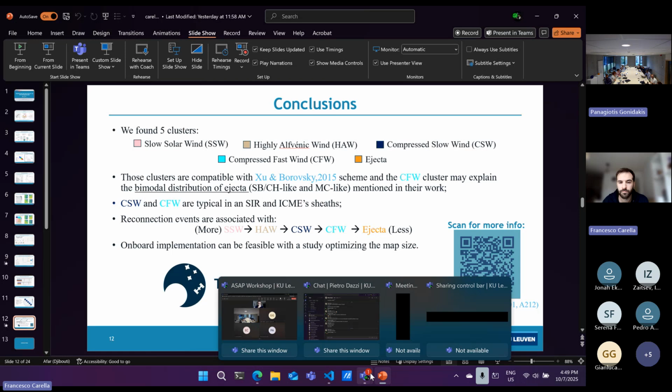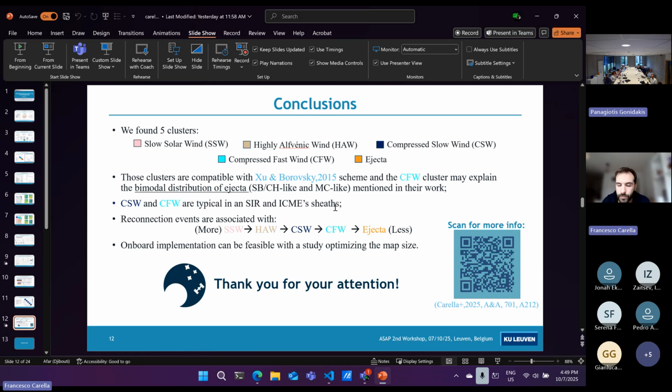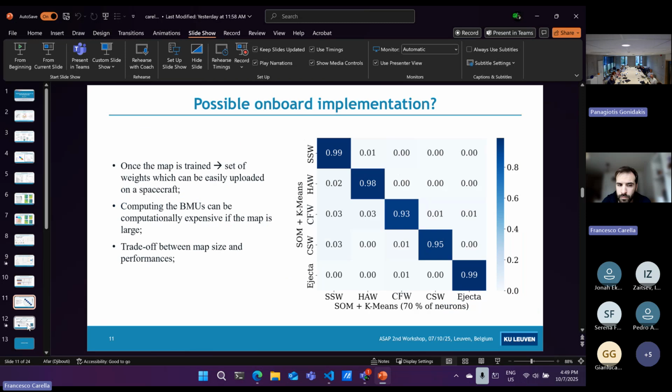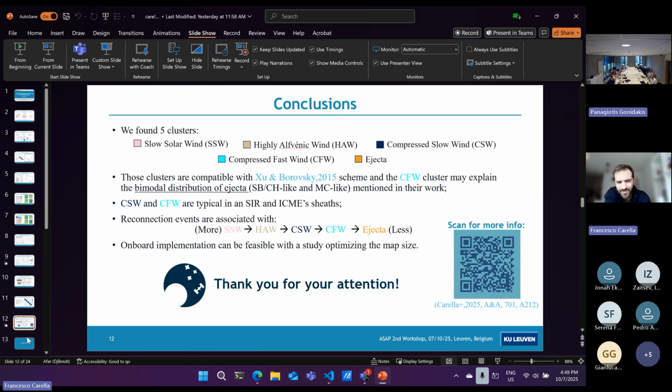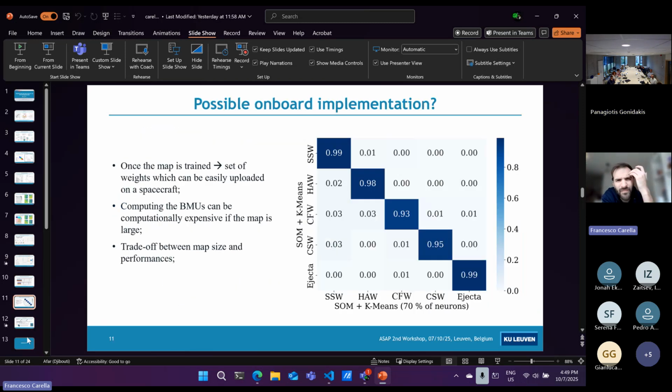Okay, then I'll ask a question about this reduction of the neurons. So you went for 70%. Probably you could have gone for... Sorry, I don't hear you very well.